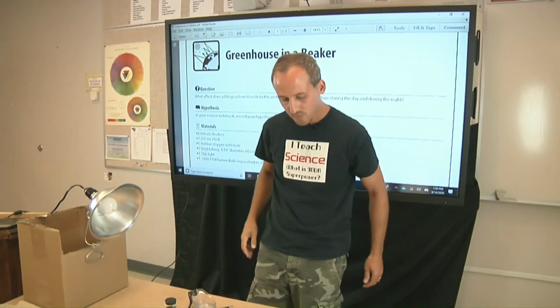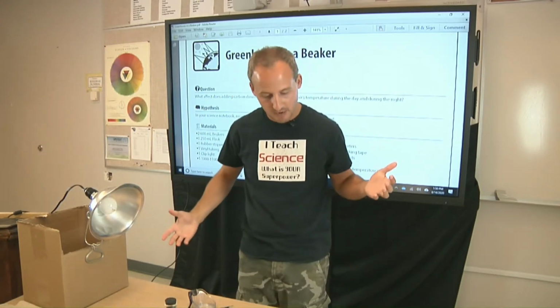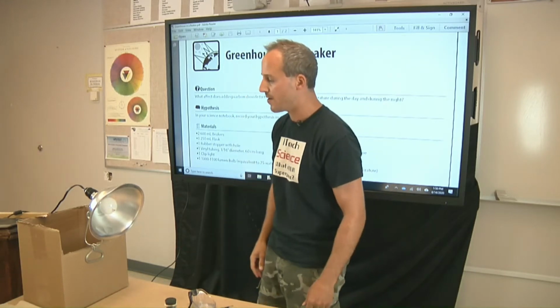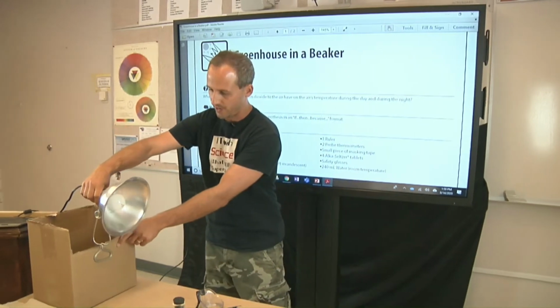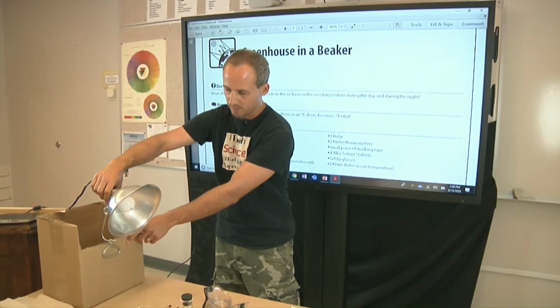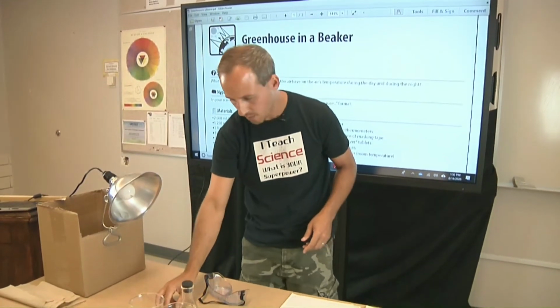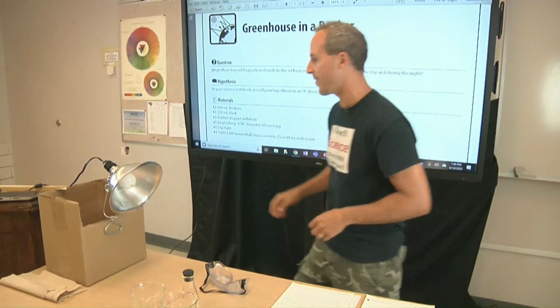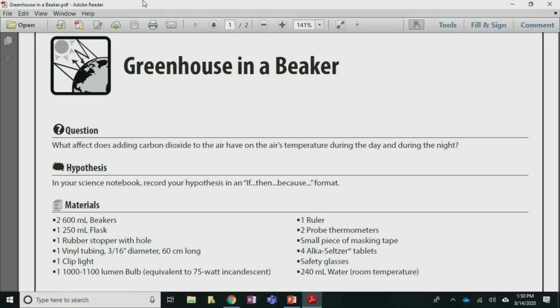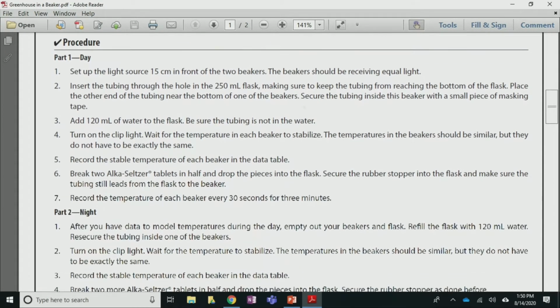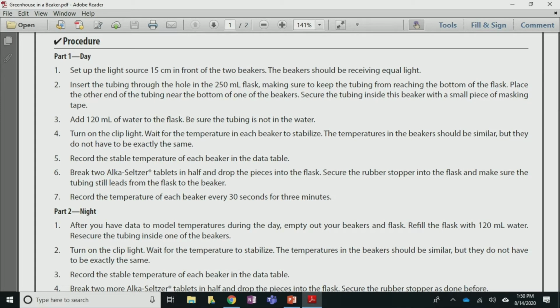All right, so how do we set this up? Well, initially here we have our light source. Okay, so we have our light source set up, and what we're going to do is follow the instructions that are here. If I just scroll up here, you'll be able to see on the screen. So there's our procedure. So you're going to see here, you want our light source about 15 centimeters in front of the two beakers. So what we're going to do is just take our ruler, okay? And you're going to measure out 15 centimeters.